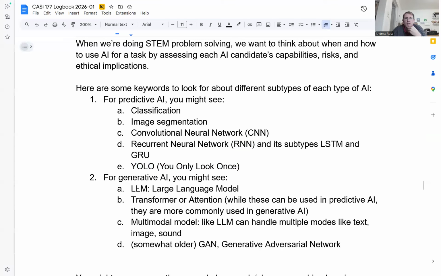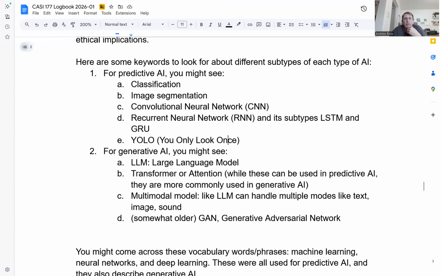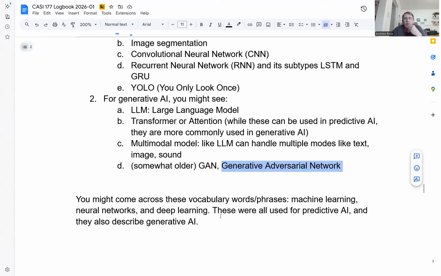For generative AI, you'll see the words large language model or LLM a lot, the words transformer or attention, and those can be used in predictive AI, but they're more common in generative AI. You might see the words multimodal model, where it's a large language model that can also handle things like image and sound to some extent. You might also see generative adversarial network, but again, that's somewhat older. Some other vocabulary you might come across is machine learning, neural networks, deep learning. Those were all used for predictive AI, and they also describe generative AI.